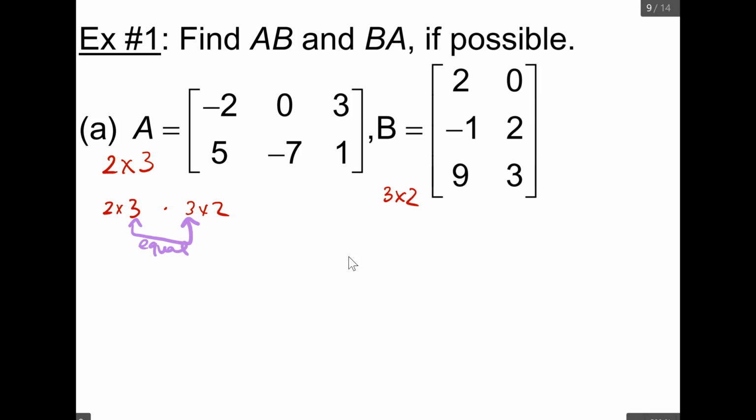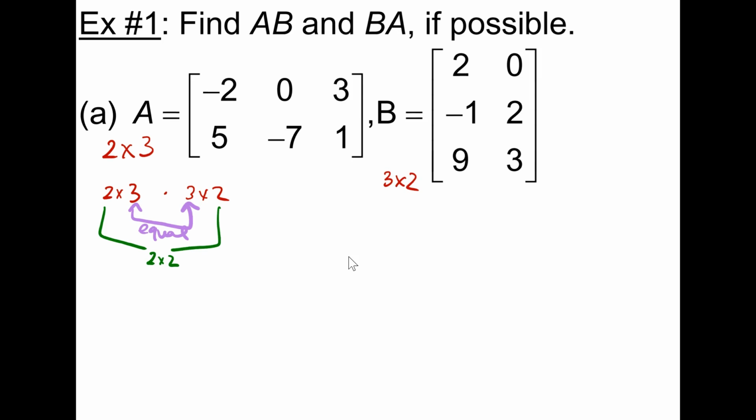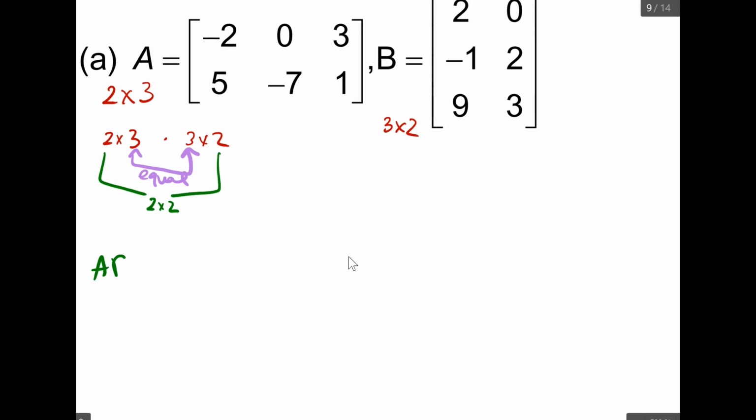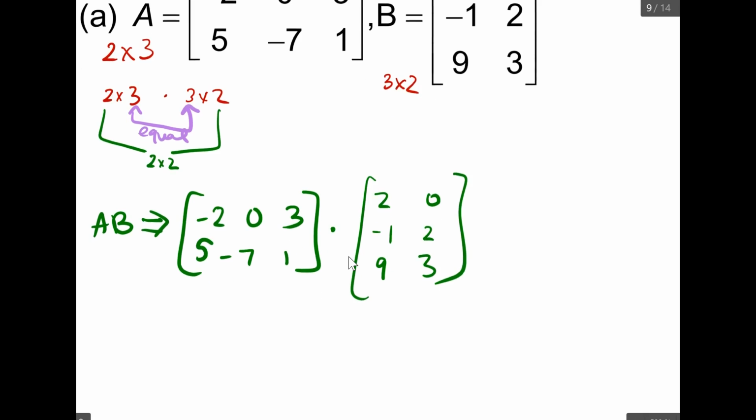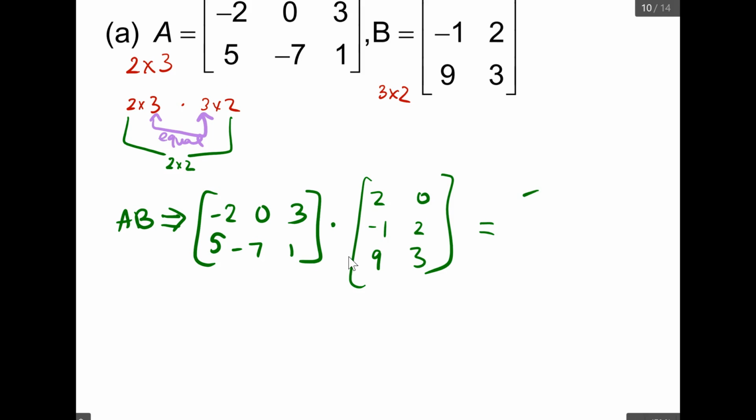What will the dimensions of the resulting matrix C be? 2 by 2. Okay, so we're going to be getting a 2 by 2 matrix. All right, so I'm going to rewrite this. A times B will yield the matrix multiplied by 2, -1, 9, 0, 2, 3. It's going to be a 2 by 2 matrix, so I have 4 spaces I'm going to be filling in.